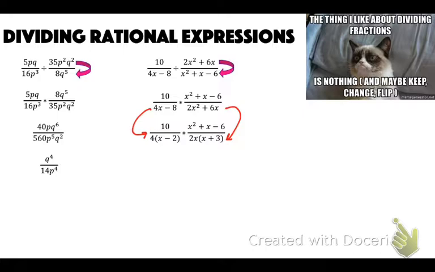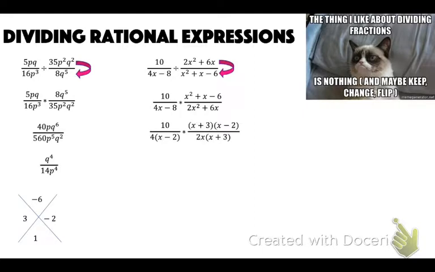Okay, and then the last thing I need to do is factor that x squared plus x minus 6. So I want to see what multiplies to be negative 6, adds to be 1. Well, that's 3 and negative 2. So this becomes x plus 3 and x minus 2. Then I want to see what can I cancel. Well, that 10 and the 4 can reduce. So 2 goes into 10 5 times, and 2 goes into 4 twice. The x plus 3's cancel, and the x minus 2's cancel. So I'm left with 5 on top, and then 2 times 2x is 4x on the bottom.